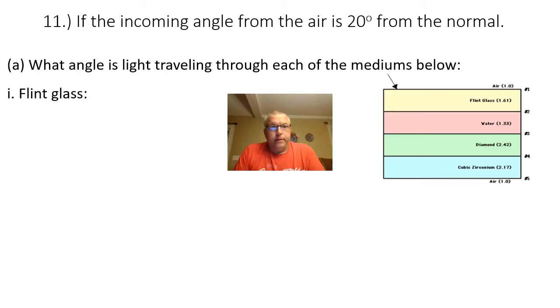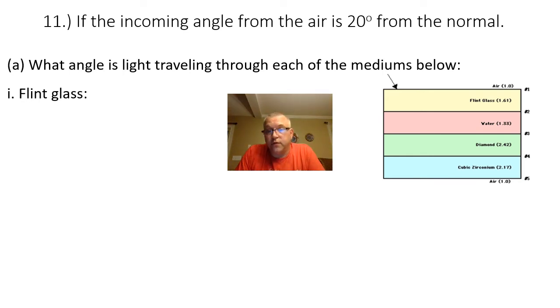Problem 11. At what angle is light traveling through each of the mediums below? And we see from the diagram that we have a light that is in air that is incident onto the boundary between air and flint glass. And from flint glass, it goes into water. And then from the water, it goes through a diamond. And from a diamond, it goes through cubic zirconium. And then from that, it goes back into the air. So what we need to do is calculate the angle of refraction for each of those mediums.